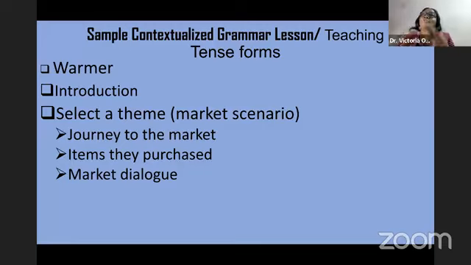And then we introduce the lesson. The particular tense form, we explain what it is. After explaining it, let's guide the student to create a scene. I chose the market scene.